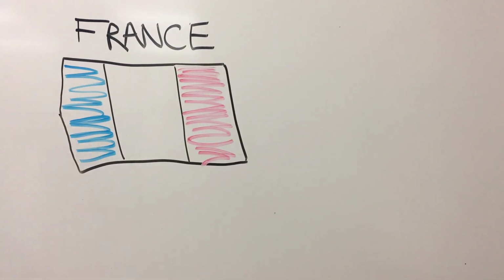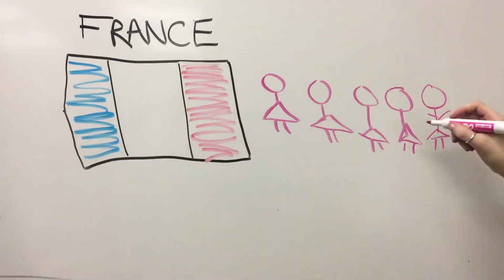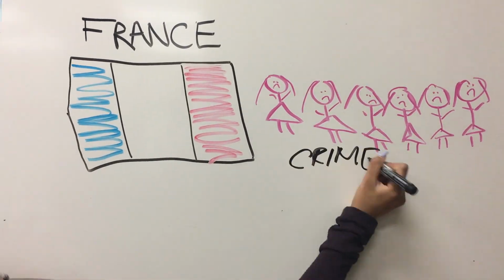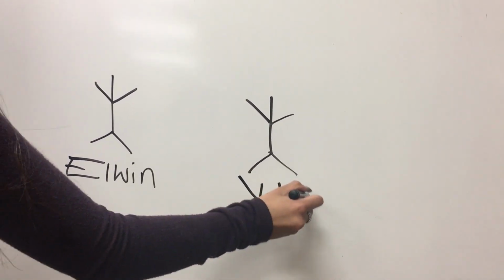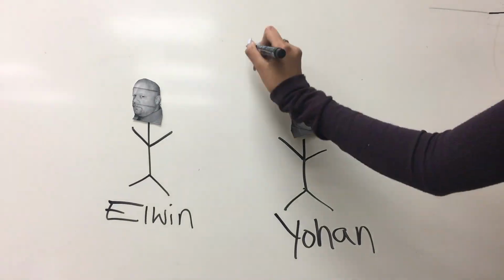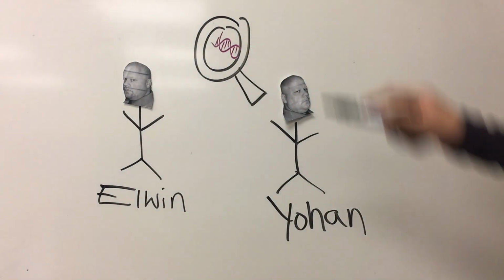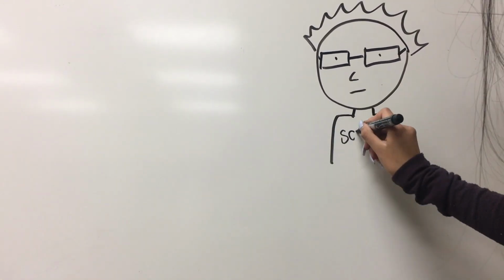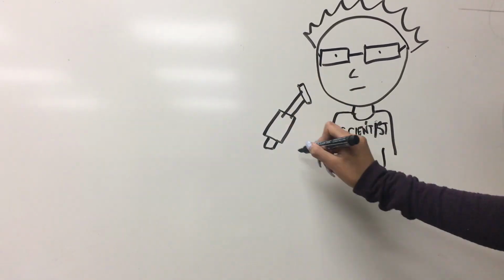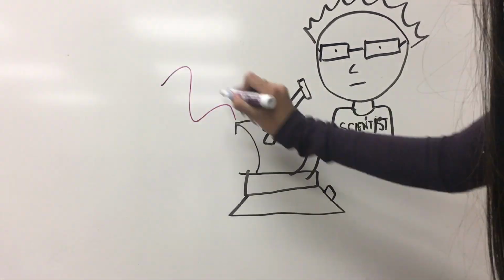In the south of France, 6 women were raped. Evidence, including DNA, led police to not one but 2 suspects, identical twins Elwin and Johann. When asked to identify the attacker, the victim recognized the twin but couldn't say which one had assaulted them. Scientists were then brought in to help distinguish which twin committed the crime.